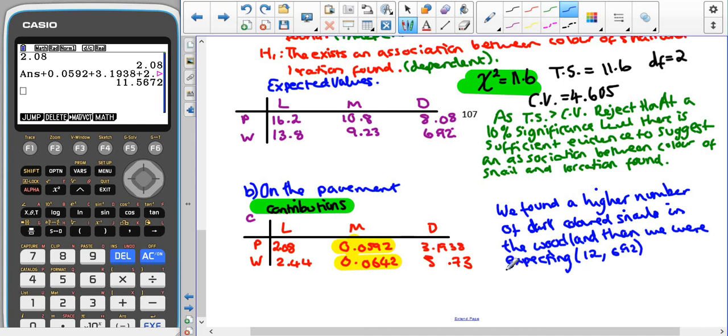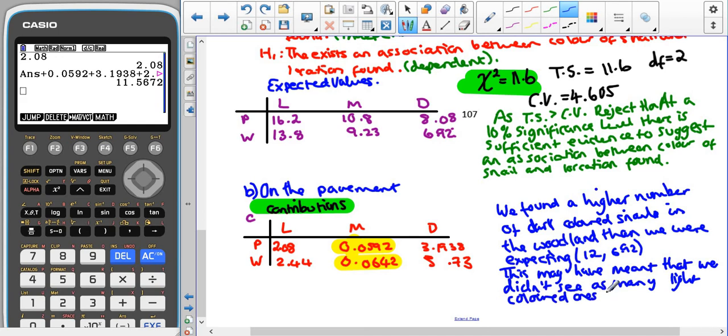So how could this have helped us with the light ones? Well, this may have meant that we didn't see as many light coloured ones as our count was taken up by the dark coloured snails.